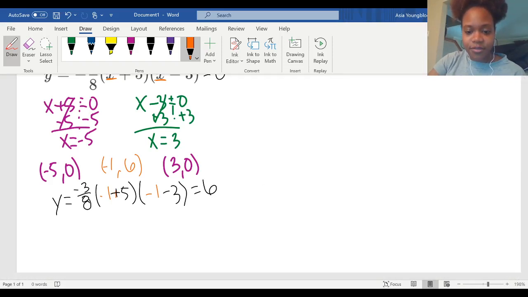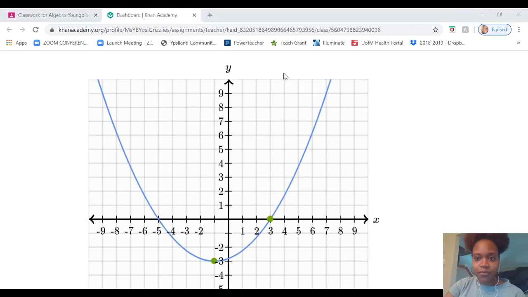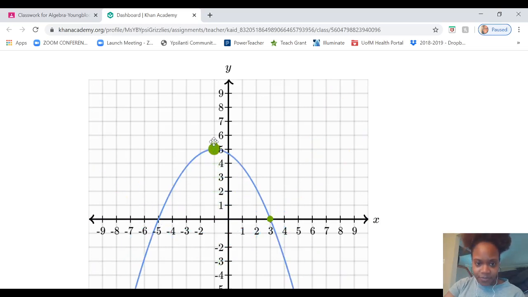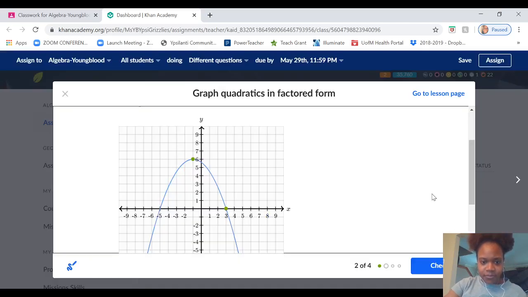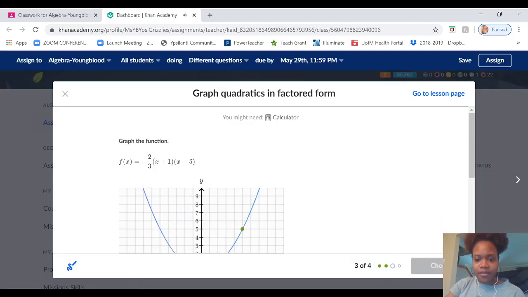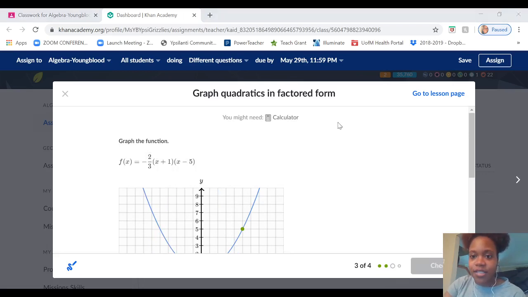So if we go back to our graph, we need to graph that last point, -1, +6. Let's try the next one. So for these next problems, I'll do the whole thing in the sketch and then switch back to the browser at the end so you can see what the graph looks like.